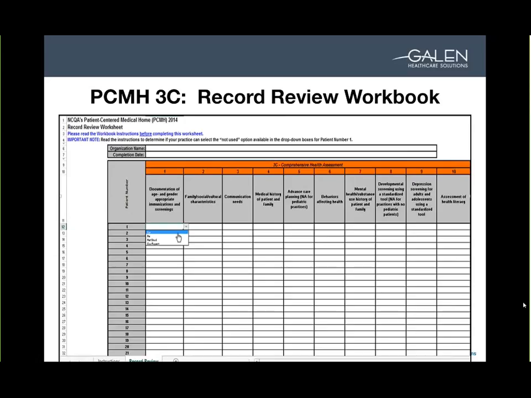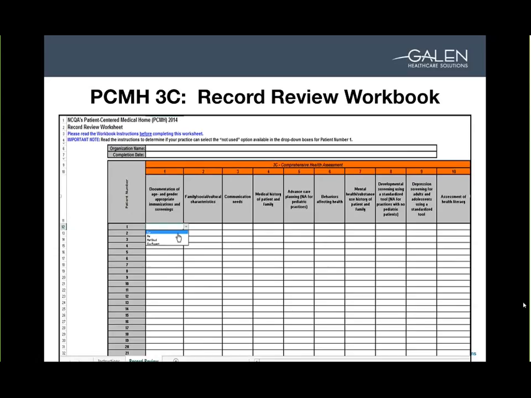So, you know, it's okay to say you don't use something if the practice doesn't use it or does not document that information in the medical record. And at the end, you'll see that these patients will accumulate and you'll have a score at the bottom of the element based on this. So the workbook sort of does most of the work for you. And you'll see when we talk about PCMH 4A, and when we get to 4B, this is going to make a little bit more sense in how you've got to collect the data.